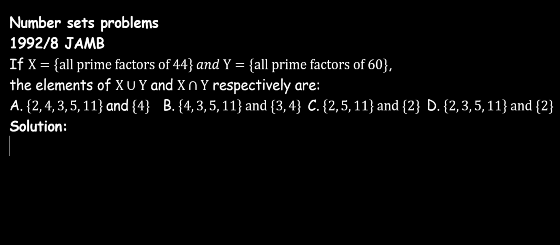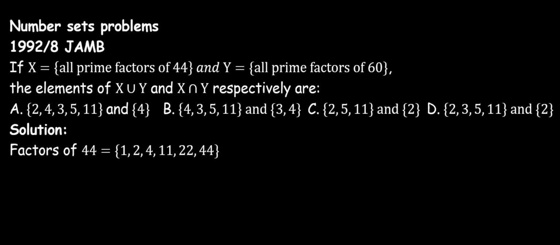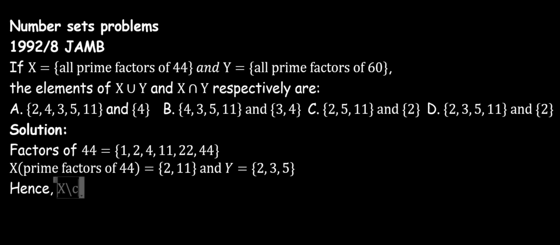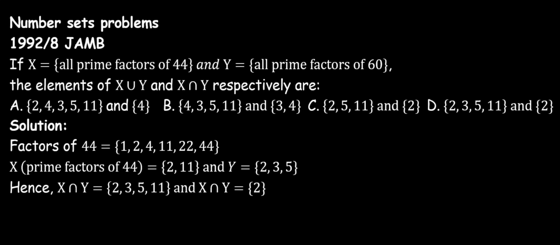Solution. Before one can attempt the question above, you must recall your definition of factors, prime, and then know what prime factors are. Factors of 44 is equal to 1, 2, 4, 11, 22, 44. Then X, which is the prime factors of 44, is equal to 2, 11. And Y, the prime factors of 60, is 2, 3, 5. Hence, their union, X union Y, will be equal to 2, 3, 5, and 11. Whereas their intersection, which is X intersection Y, is equal to 2.